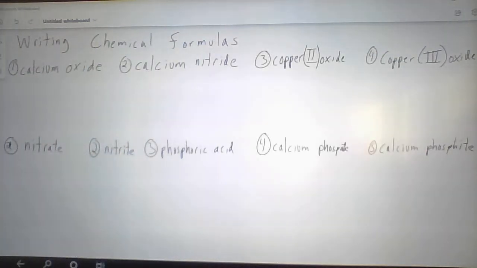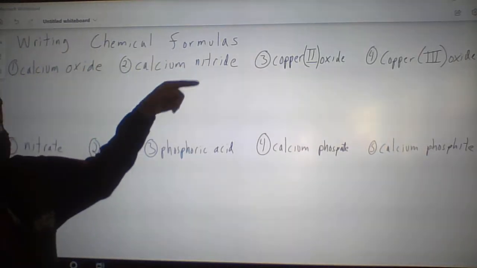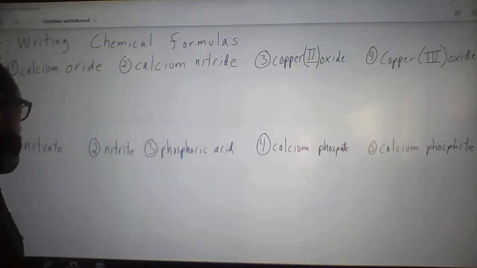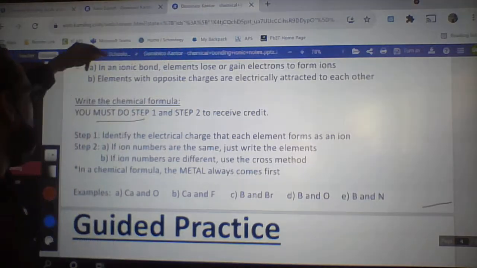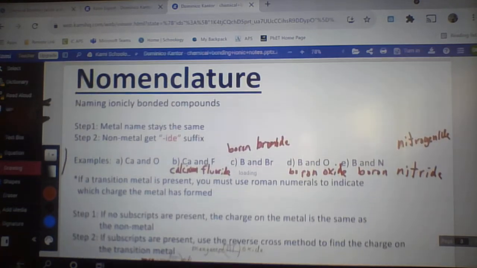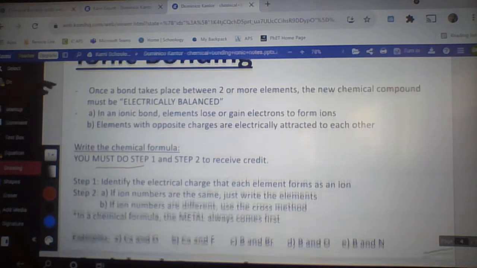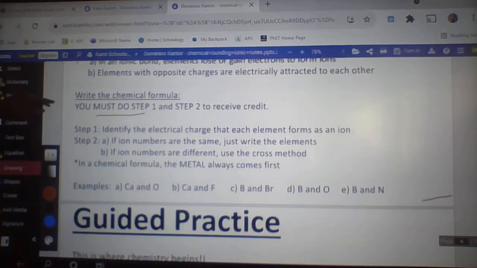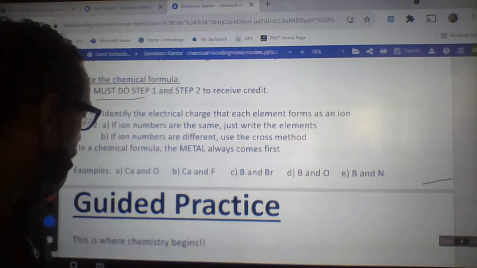So in this video, we're going to be looking at writing the chemical formulas. For the chemical formulas, I'll be looking at notes as well. So here, we'll be using these steps to write the chemical formulas.